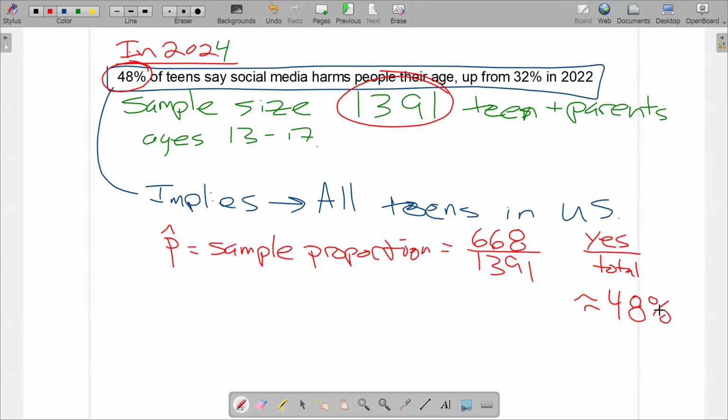So the way we can kind of simulate variability of samples is we could make a bunch of cards. So we're going to make a deck of cards. And that deck of cards is going to have 668 yes cards. And then let's see, what's the difference there? 1,391 minus 668.